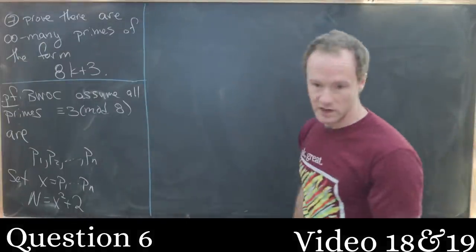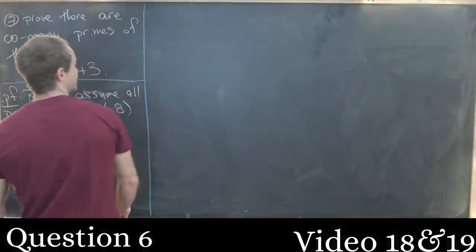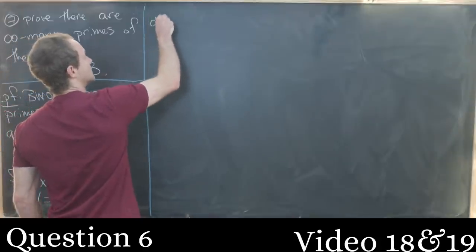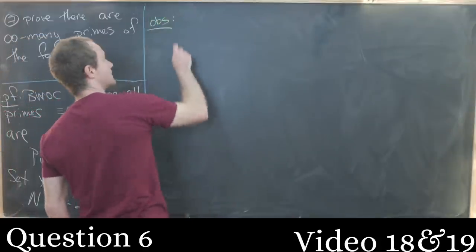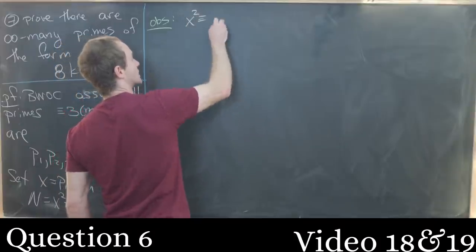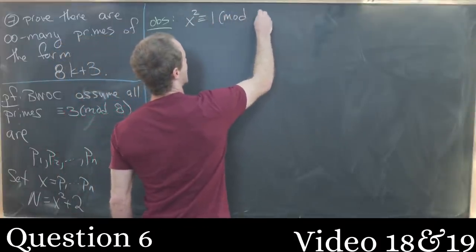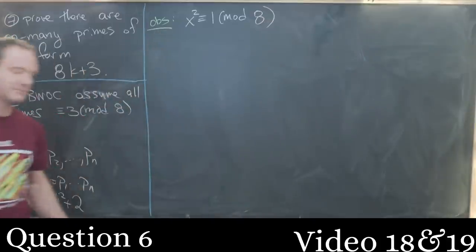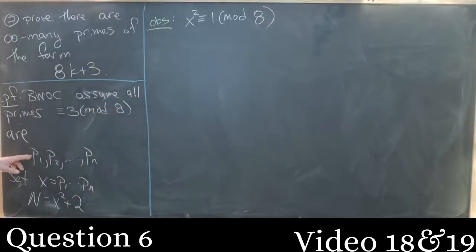So maybe some important observations to start off with are as follows. Let's first observe that x squared is congruent to 1 mod 8. I mean, maybe that requires a little bit of argument, but let's notice that each of these are congruent to 3 mod 8, but that means each of them squared are congruent to 1 mod 8. So this is 3 mod 8. If you square it, it's 9 mod 8, which is 1 mod 8. But notice squaring x is the same thing as squaring each of these and multiplying them. So suffice it to say, x squared is congruent to 1 mod 8.